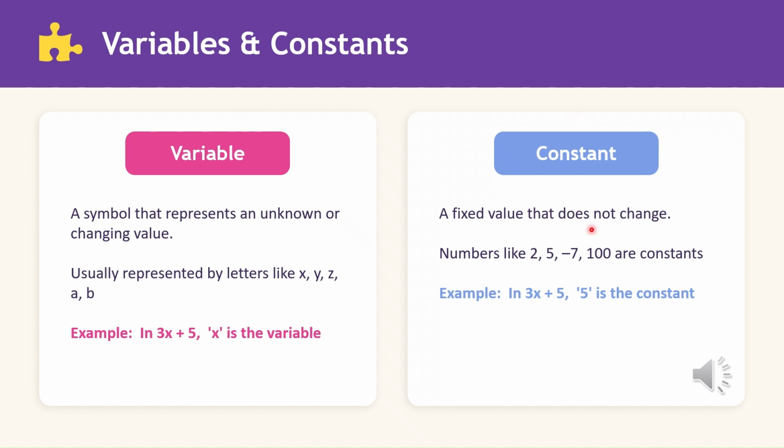A constant, on the other hand, is a fixed value that does not change. In 3x plus 5, the number 5 is a constant. No matter what value x takes, 5 remains the same. Here is an easy way to remember it. Variable means varies, it changes. Constant means it stays constant, it remains the same.